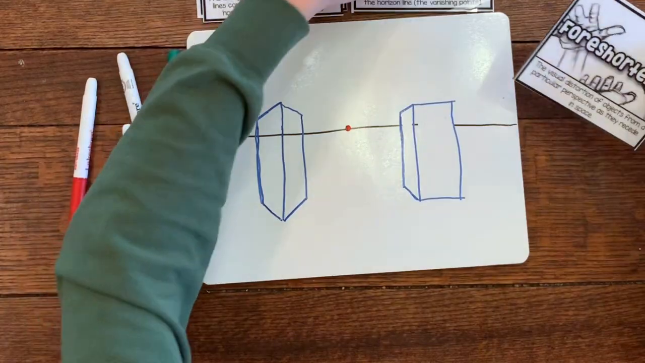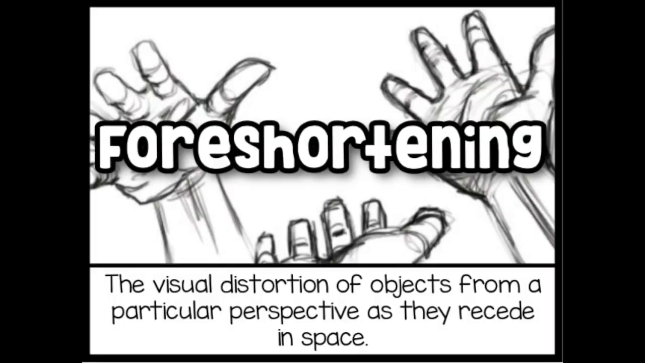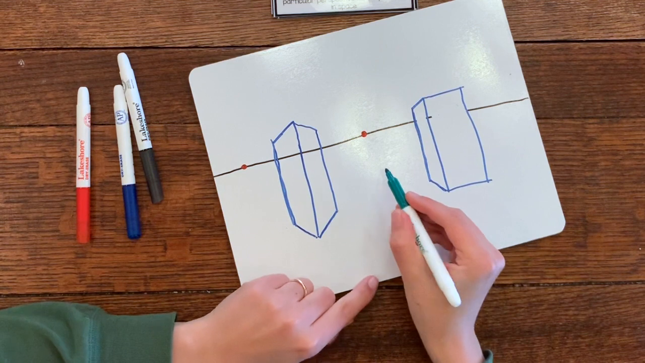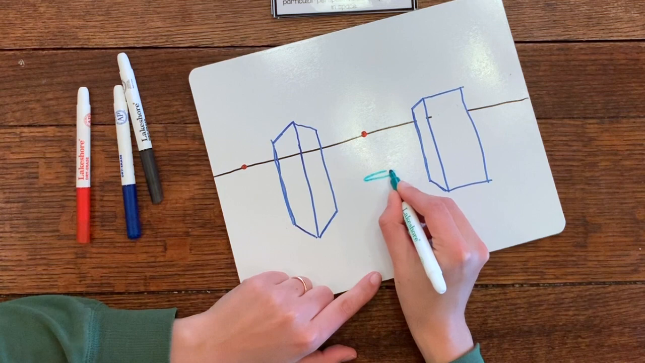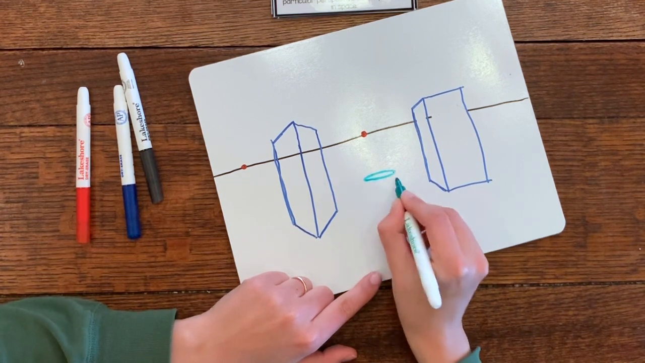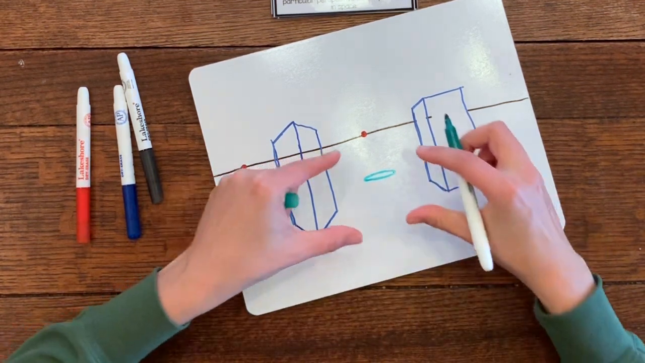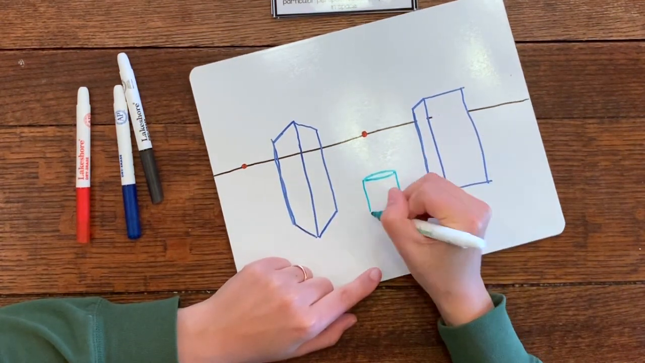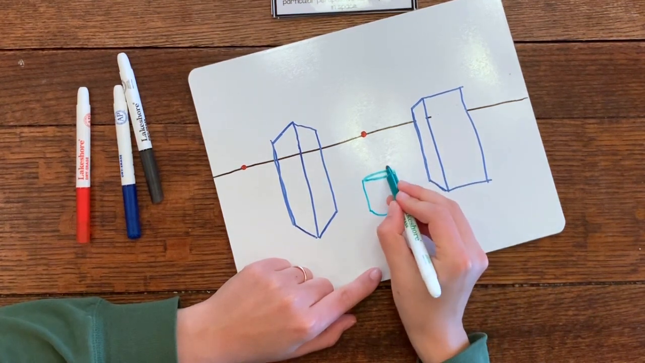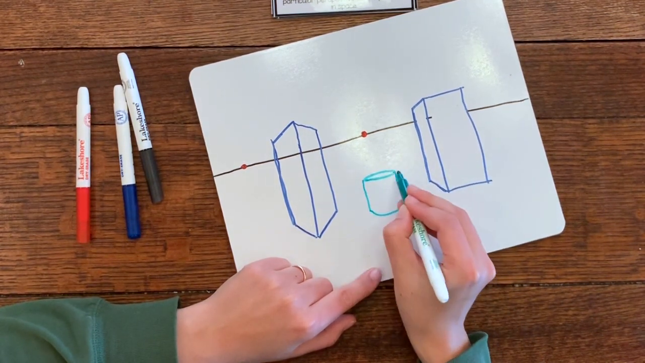All right, our next word that I want to talk about is foreshortening. Foreshortening is the visual distortion of objects from a particular perspective as they recede into space. So I'm going to draw a couple examples using foreshortening. So if I were to draw a cylinder, to create a cylinder, you're going to start with an oval. Now this top of the oval is foreshortened, which basically means that it's been squished. And then we're going to draw two lines coming down and a curved line. So this right here is your foreshortened shape.